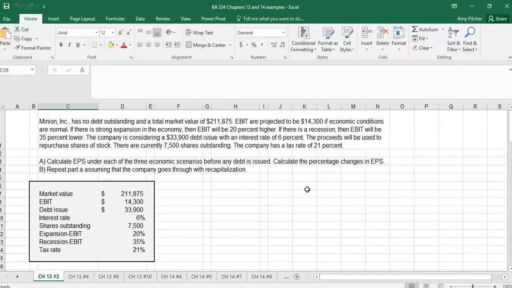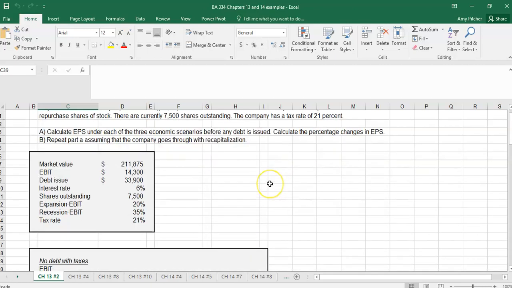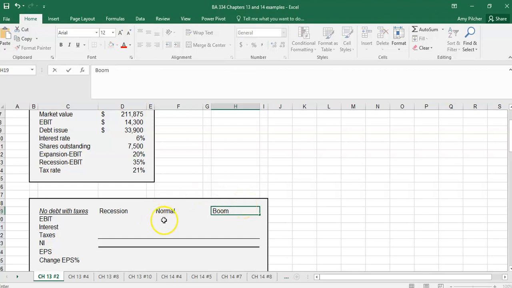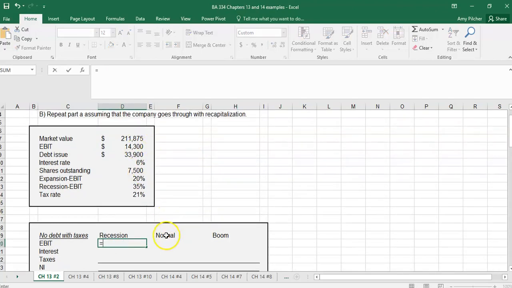So first, we're going to calculate the earnings per share under each of the three economic scenarios before any debt is issued. So we have a recession. We have normal conditions. And then we have a boom economy.